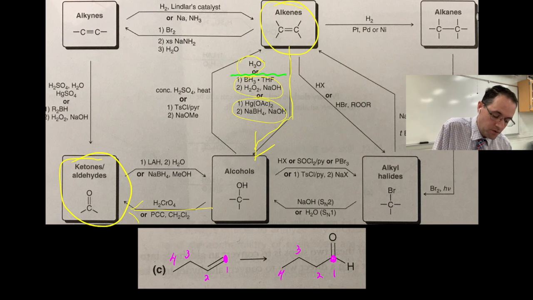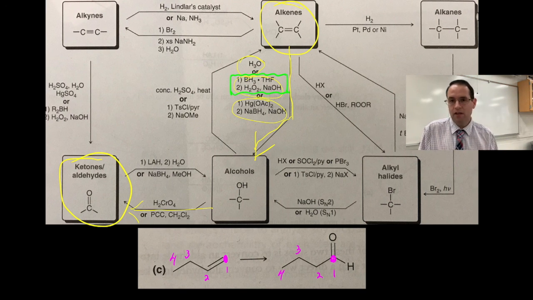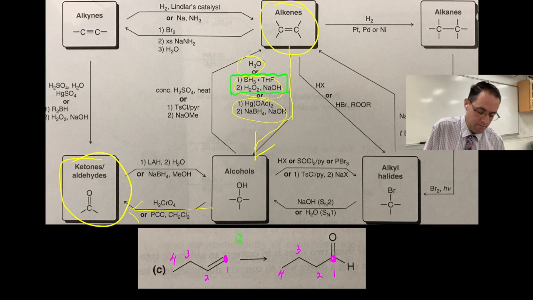So we want to choose this reagent right here because we know it adds anti-Markovnikov. The OH will be on the very end of the chain. So BH3THF, basic hydrogen peroxide, okay? And that will get me to this alcohol, all right?